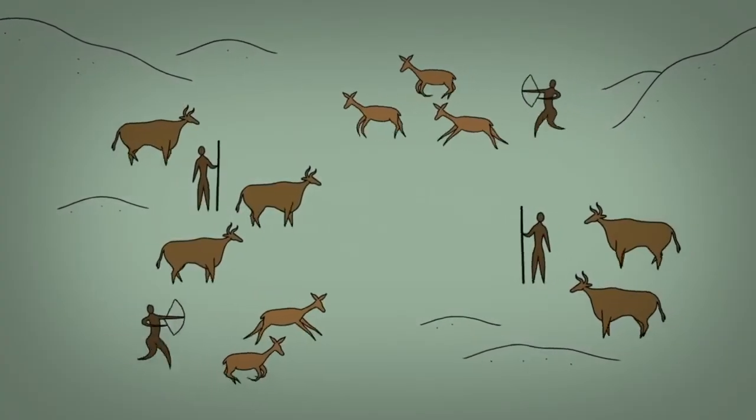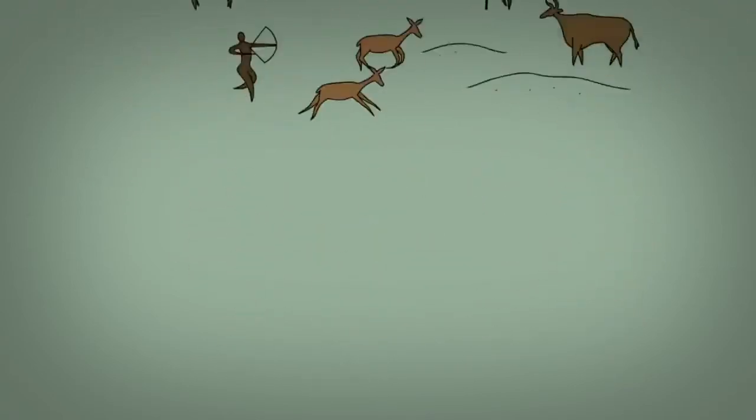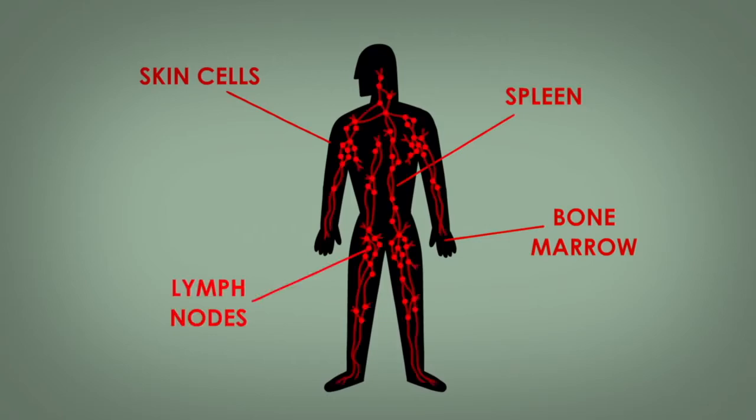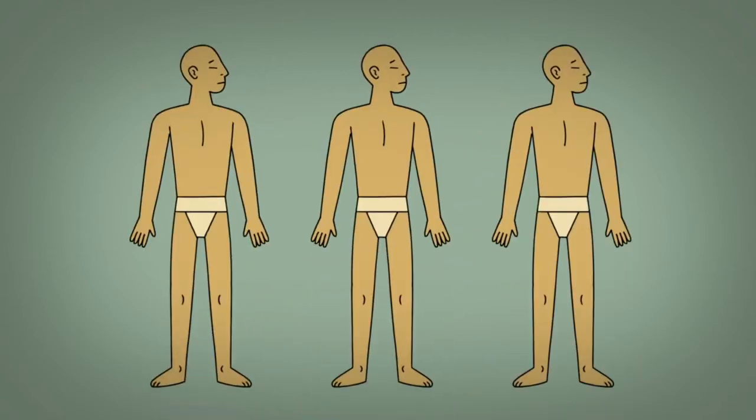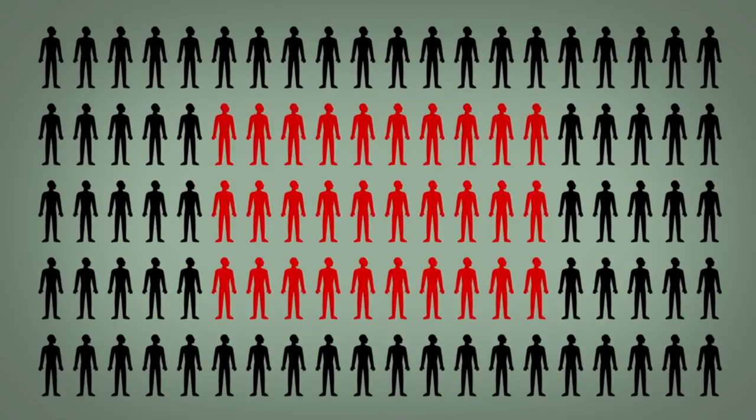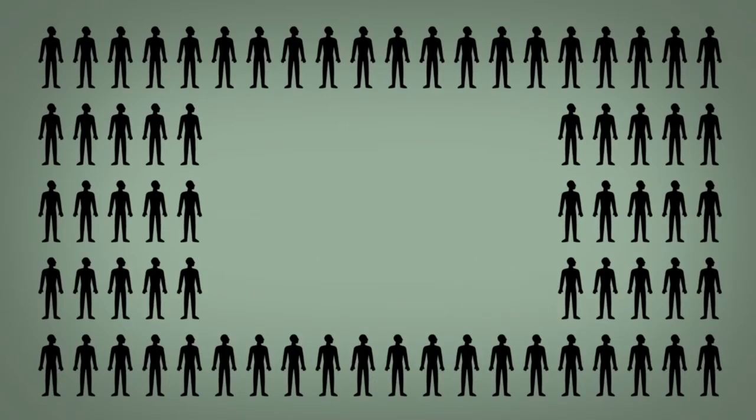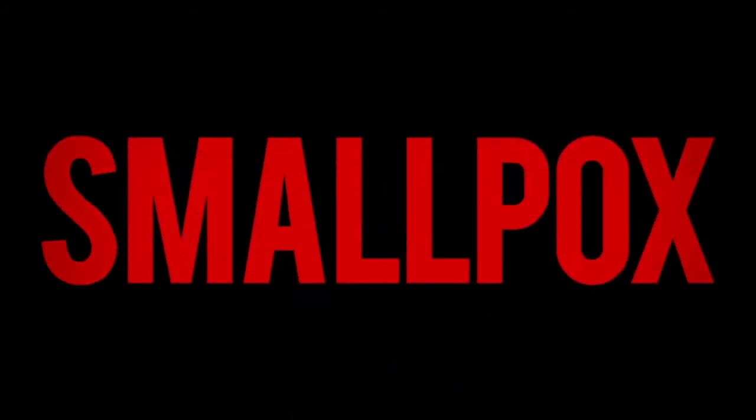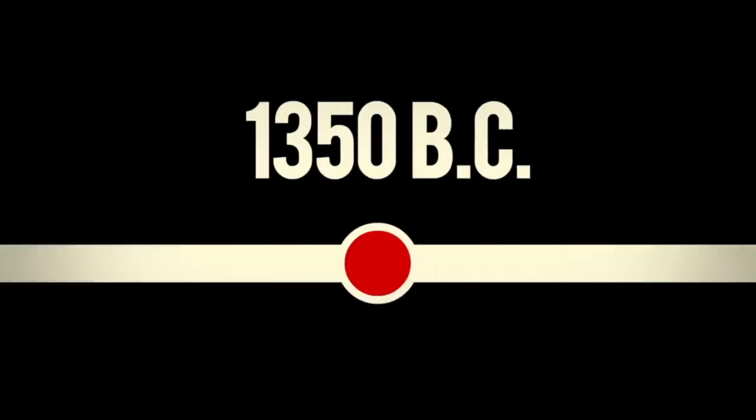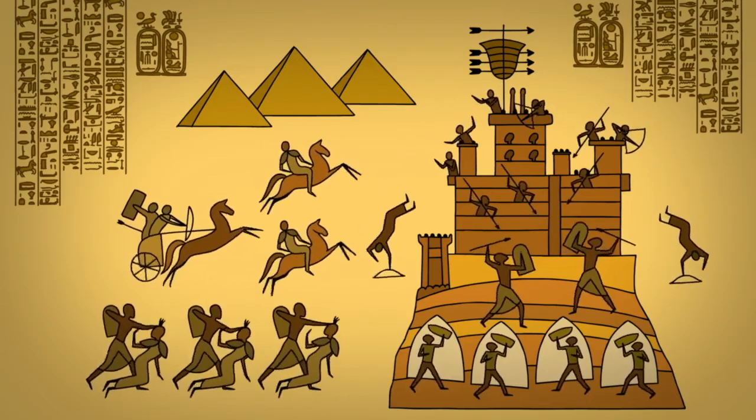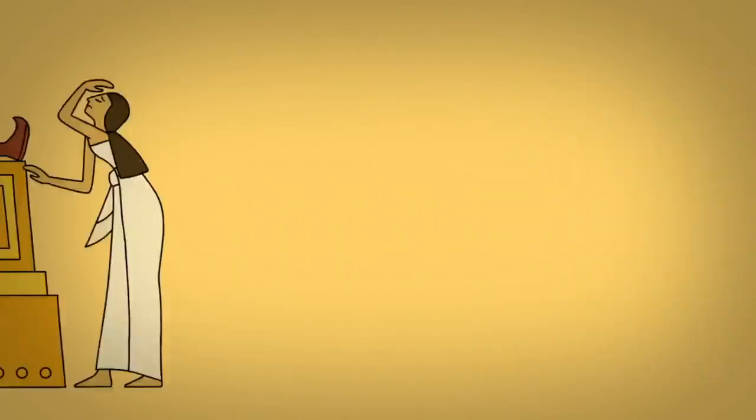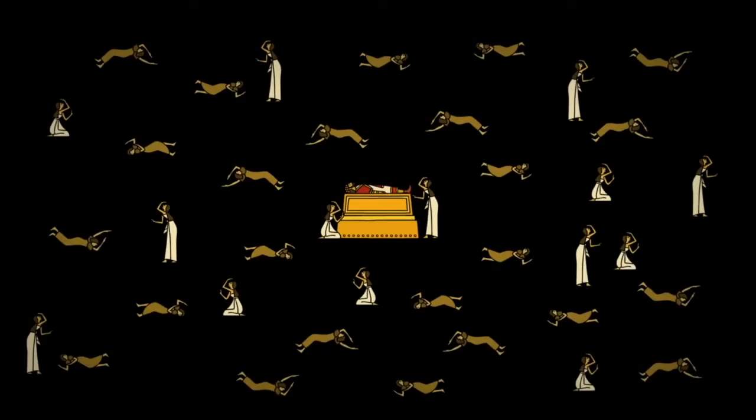10,000 years ago, a deadly virus arose in northeastern Africa. The virus spread through the air, attacking the skin cells, bone marrow, spleen, and lymph nodes of its victims. The unlucky infected developed fevers, vomiting, and rashes. 30% of infected people died during the second week of infection. Survivors bore scars and scabs for the rest of their lives. Smallpox had arrived. In 1350 BC, the first smallpox epidemics hit during the Egypt-Hittite War. Egyptian prisoners spread smallpox to the Hittites, which killed their king and devastated his civilization.